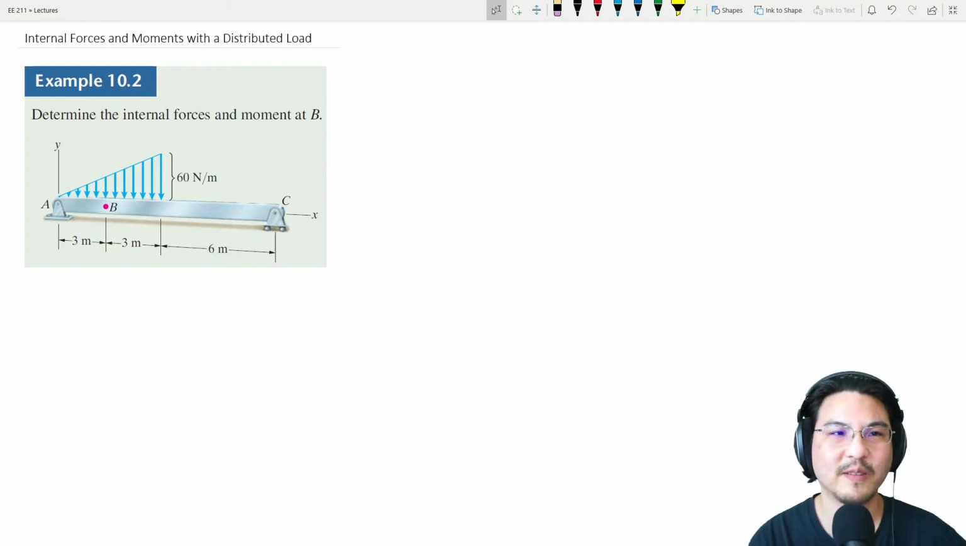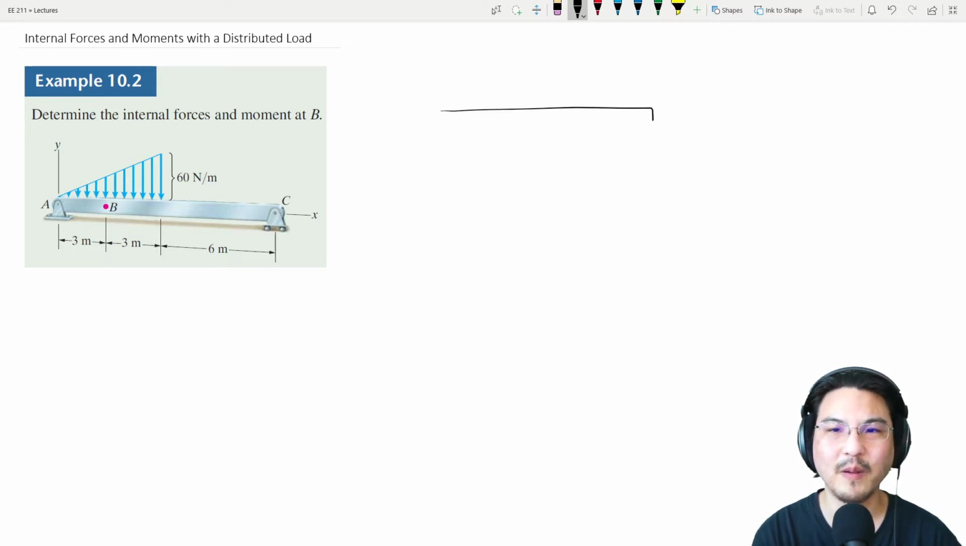Hey everybody. So now let's find the internal forces and moments of this beam subject to a distributed load. Something like this, you have to be very careful. So let's go through this. Step 1, draw the free body diagram.